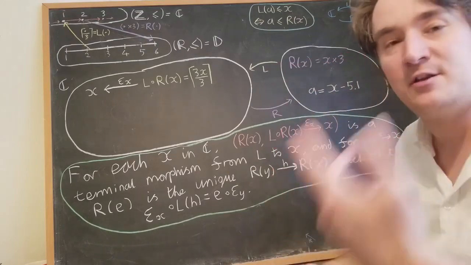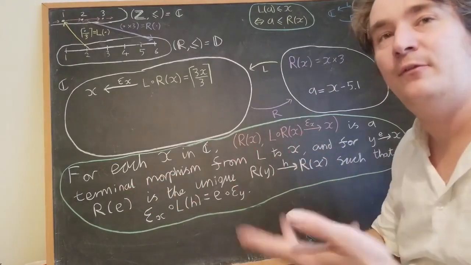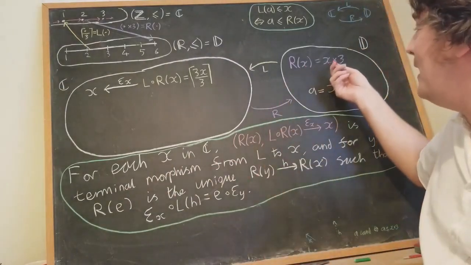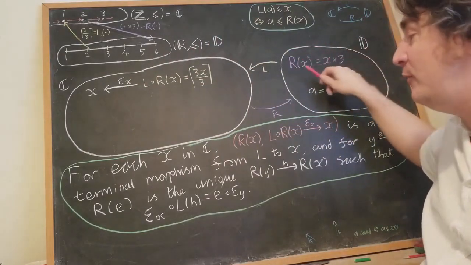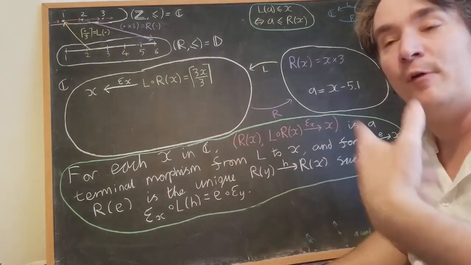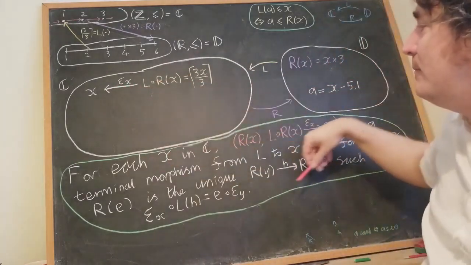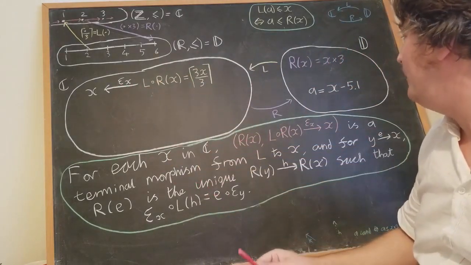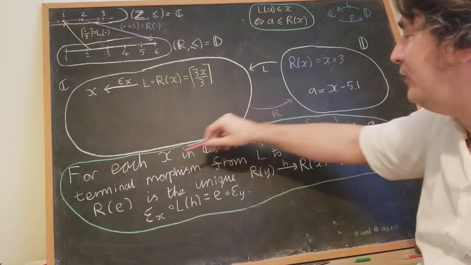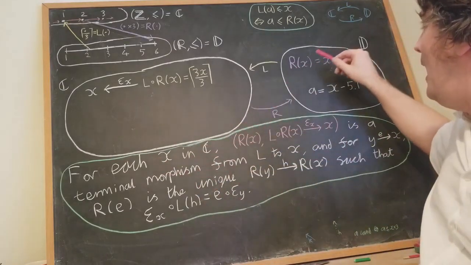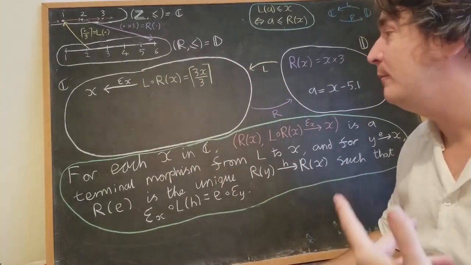Okay, so if we had a way to magically determine what this terminal morphism from L to X is, then we could find that for a particular X, the object involved in it is going to be 3 times X. And that would define for us how this functor R works on objects, according to this definition. Okay. But let me just prove to you that R of X equals 3 times X does satisfy this definition. We want R of X coupled with this arrow epsilon X to be a terminal morphism from L to X. So what does that mean?